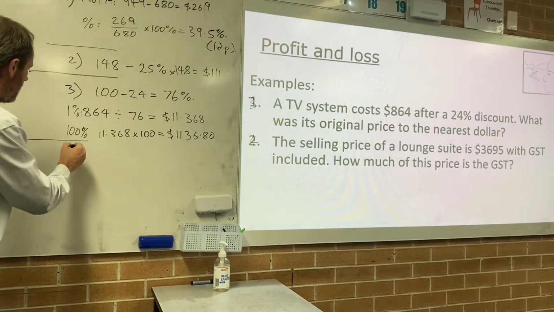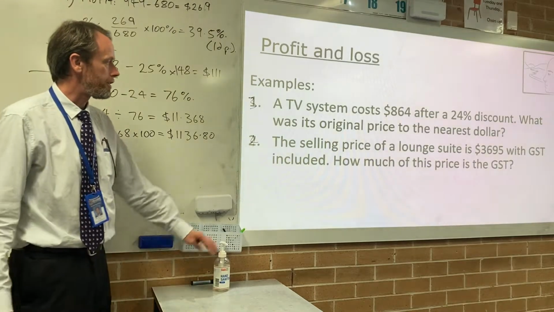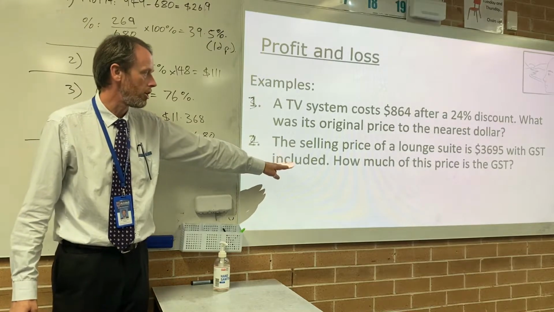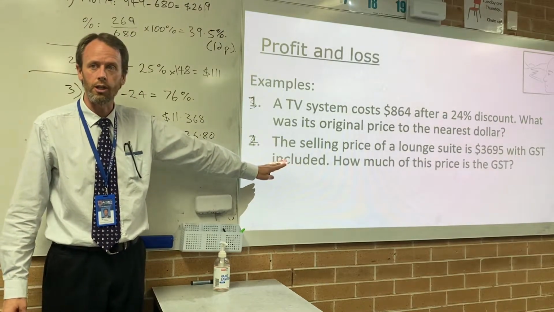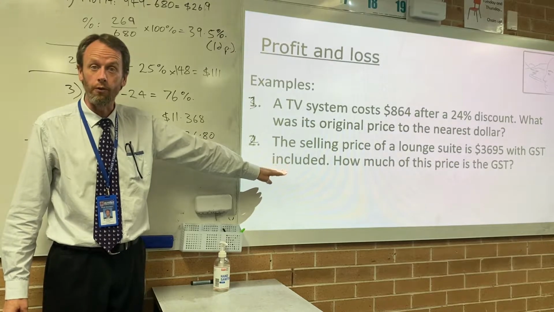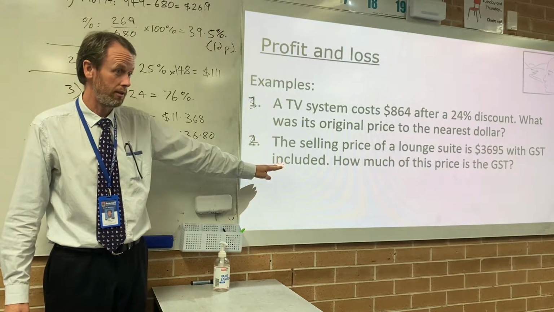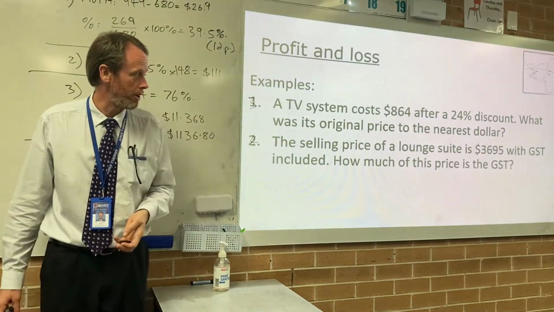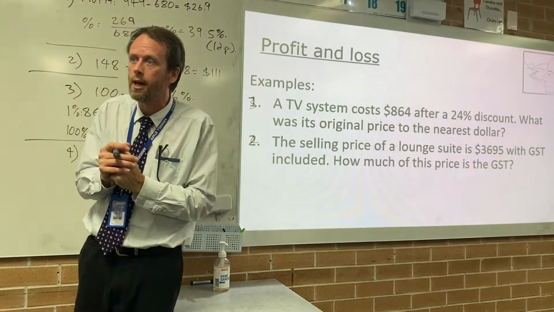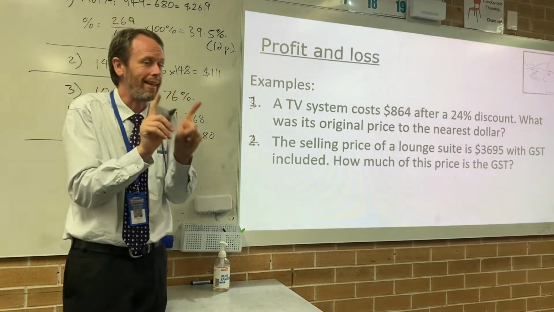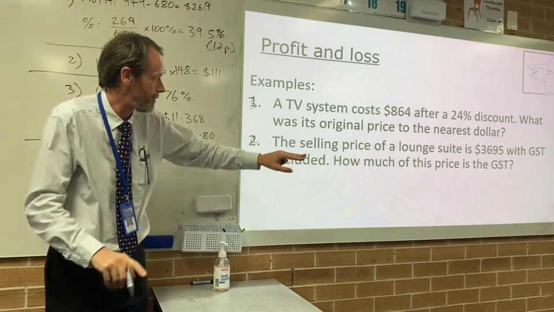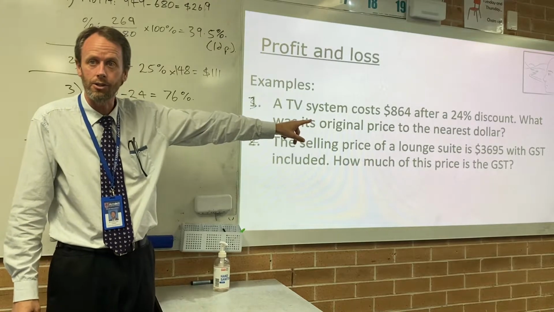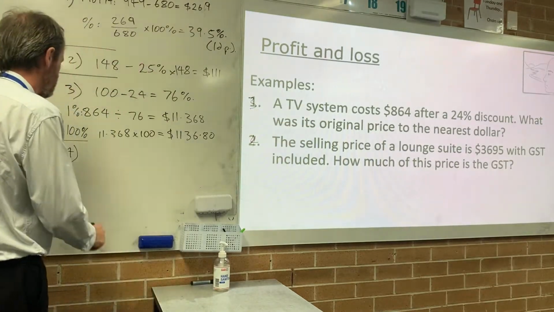Okay. Last question. The selling price of a lounge suite is $3,695 with GST included. So that's plus 10%. So they've already added the 10%. And what it asks me, how much of this price is the GST? So I need to find the 10%. But I cannot just find 10% of this price. Because that is actually 110%.